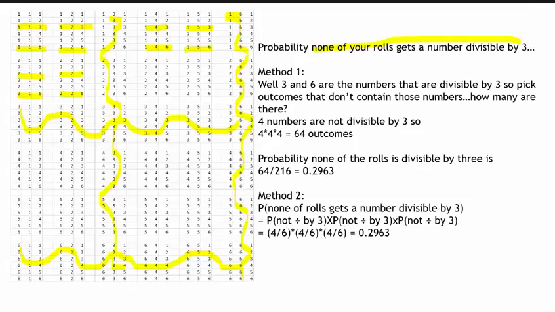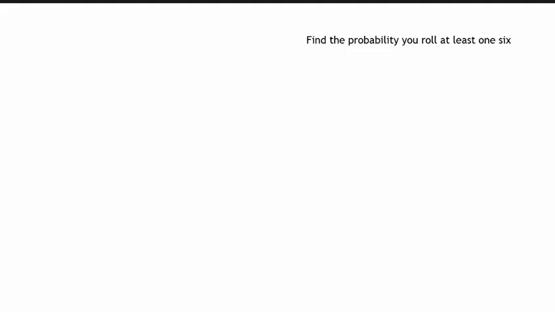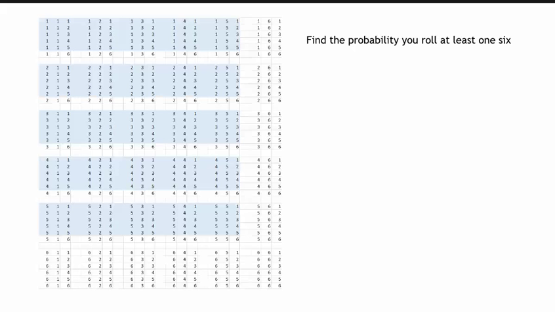Okay, here's where it gets tricky. Find the probability that you roll at least 1 six. Now I'll tell you that we're going to talk about what's called the complement rule, and this is how we solve probability problems that deal with at least. But let's look at our graph of the sample space and think about what it means to find the probability you roll at least 1 six.